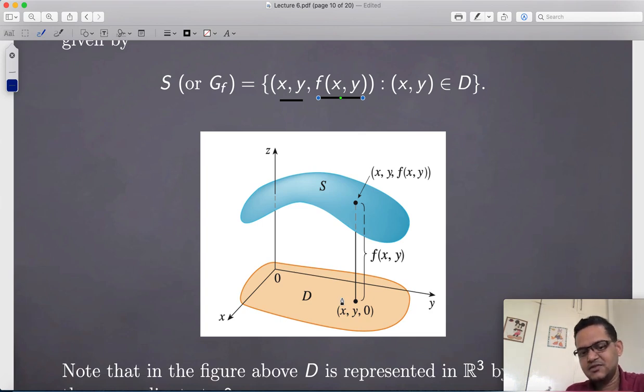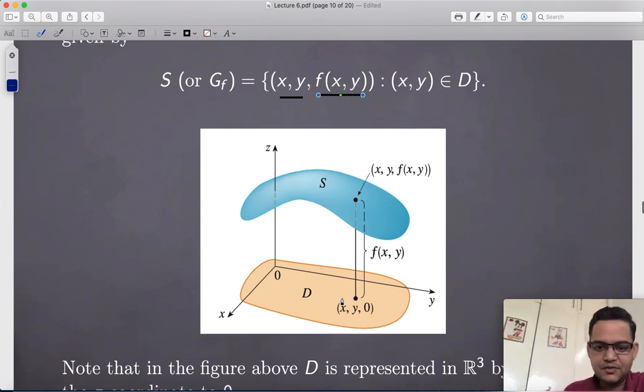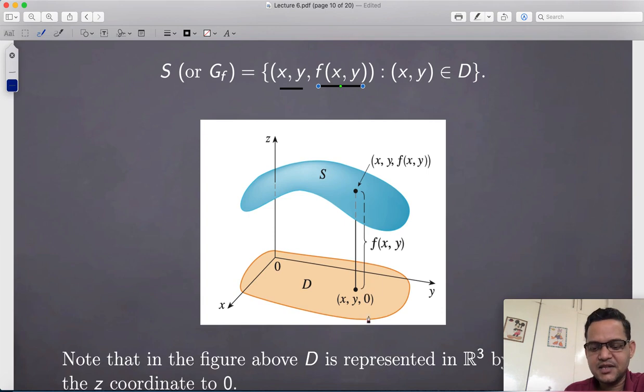So D is in the x, y plane. Okay, xy plane, so the third coordinate is 0. So what is happening is that you take any point, the function is going to send it to some number which is recorded along the z axis, and then you basically take it. So what you get is some structure in R3, some geometric structure in R3, and often it will be written as S or GF.